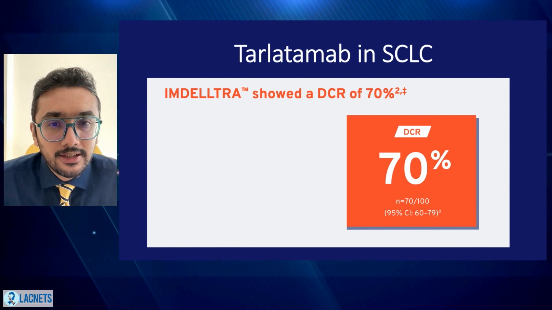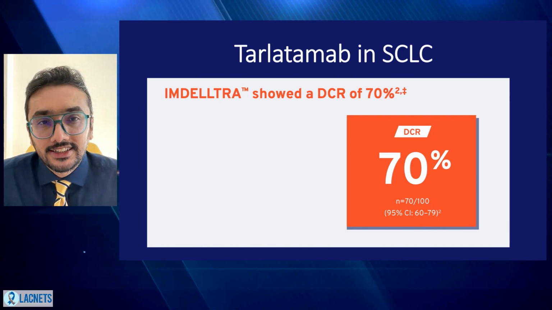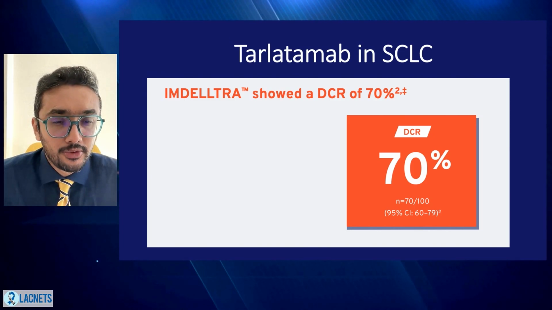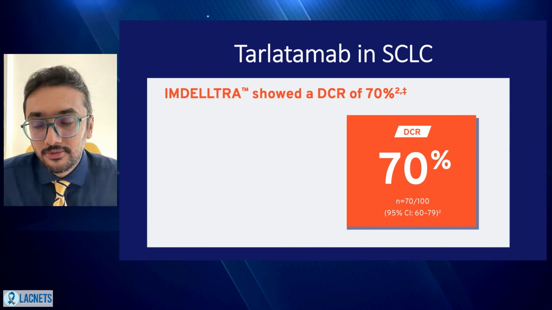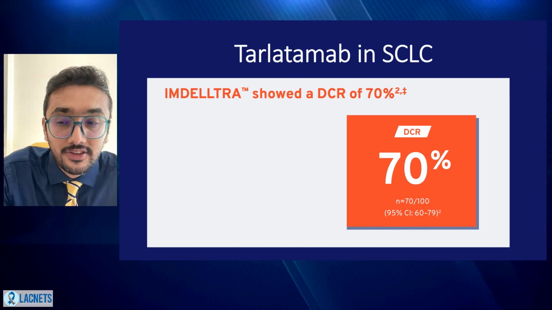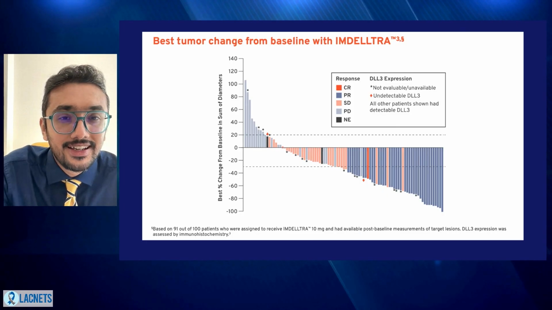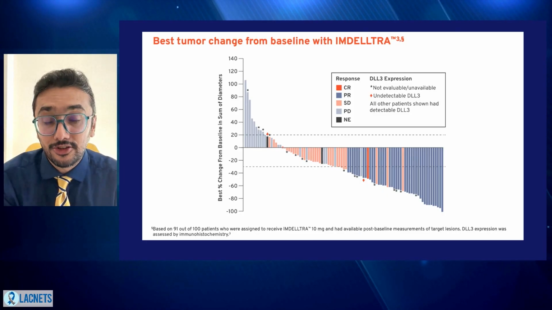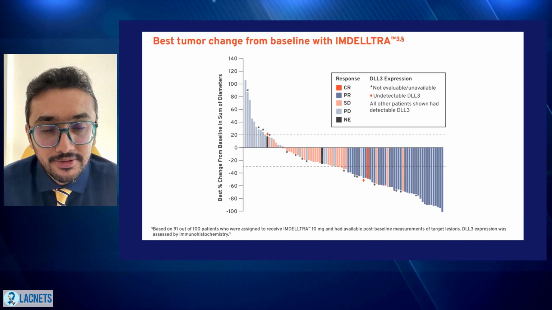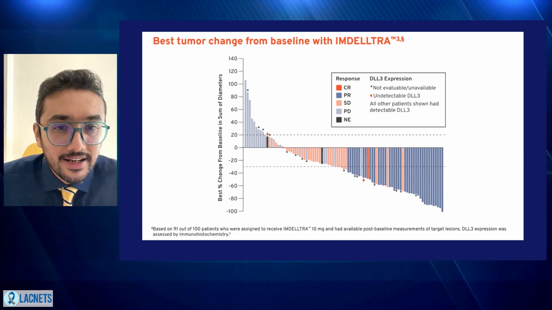So tarlatamab, and this is public information now, when it was tested in small cell lung cancer patients, almost 70% patients reported some benefit. This is huge. Out of those 70%, large chunk of these patients, almost I think 40%, showed improvement in disease. That means it showed partial response, shrinkage of disease, and other 30% some stability. So together, 70% had some benefit.